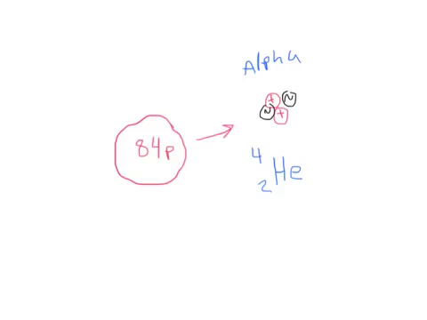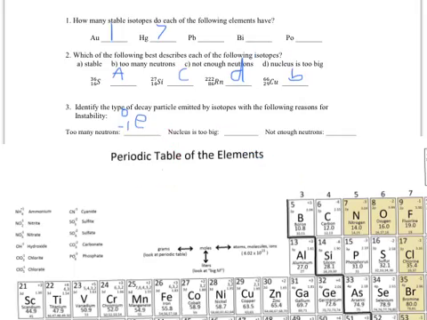And remember, that is being emitted from this. So this is going to lose 2 protons and a mass of 4 whenever it gets emitted. So let's go back to see what we had here for our question. It looks like the answer to that one would be an alpha particle, He, 4, and 2.